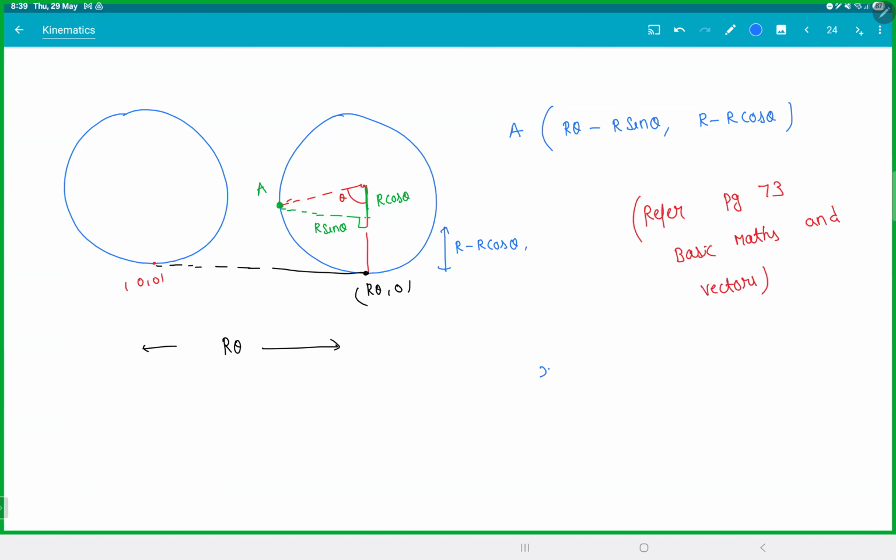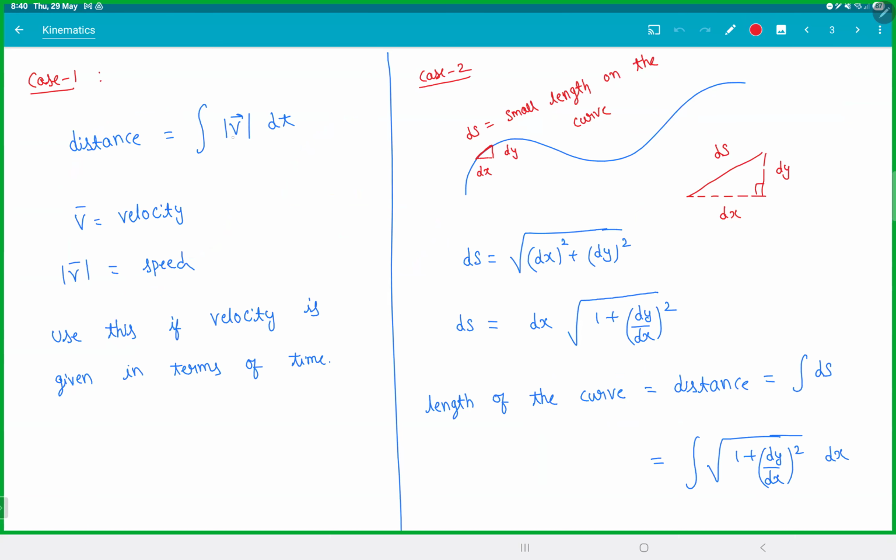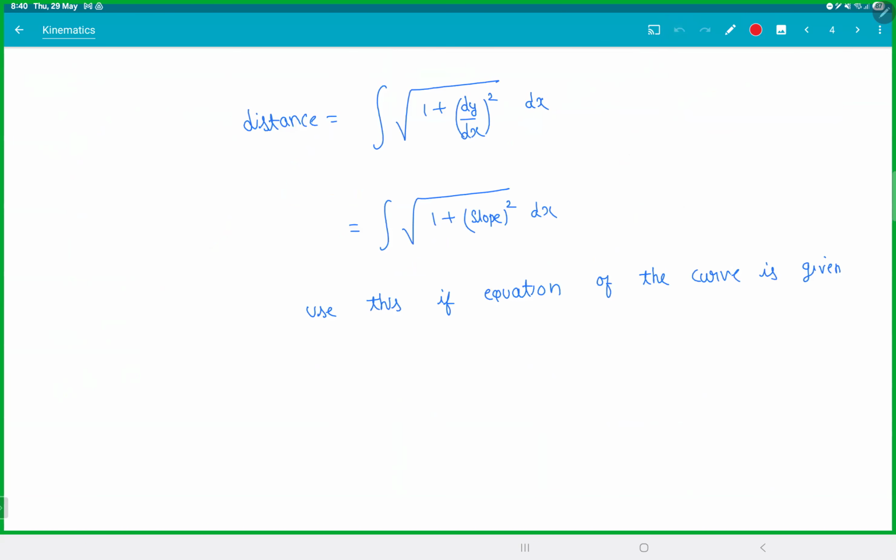Now, once we got the coordinates, x is equal to r theta minus r sine theta, and y is equal to r minus r cos theta. Do you remember any formula for distance? If you know x and y, is there any formula for distance in terms of x and y? There, this one, remember? We have two formulas for distance. If the velocity is given in terms of time, use integral mod v dt. If the positions are given in terms of x and y, then for the distance formula, I can use this: dx into root over 1 plus dy by dx whole square.